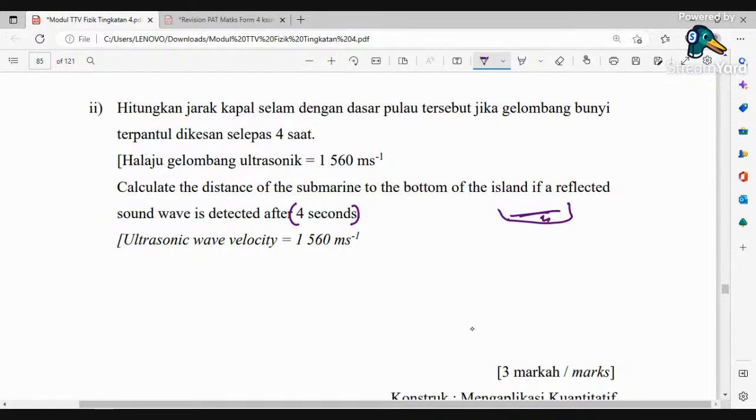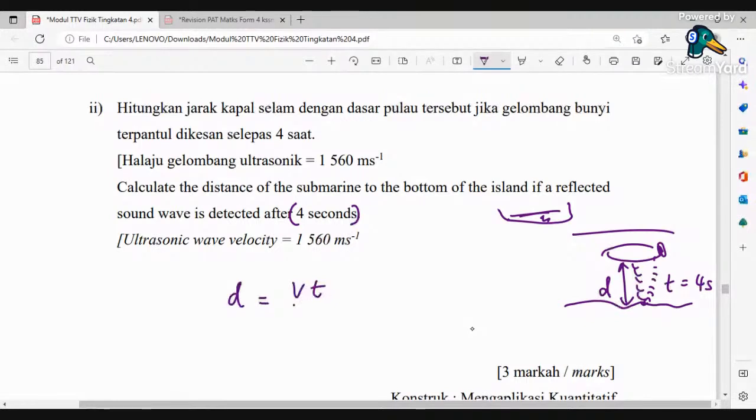Okay. The submarine. Okay. The seabed. Okay. The island. The seabed. This is distance D. Okay. Wave travel 4 seconds. So D is for one way, thus divide by 2. So 1560 times 4 divide by 2. Okay.